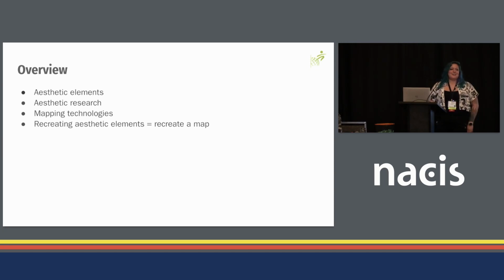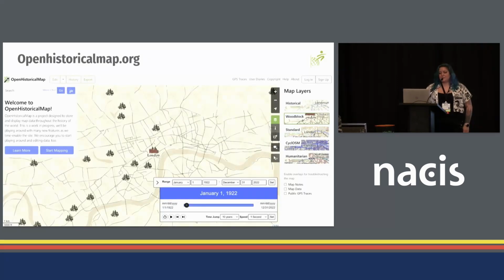If you've seen me give any talk, I'd probably say "aesthetic elements" plenty of times, as I will again today. As this overview says, I'm also going to talk about aesthetic research, as well as what mapping technologies mean in context to old maps and new maps and styles, and then utilizing all the aesthetic elements that you're analyzing to recreate a map style.